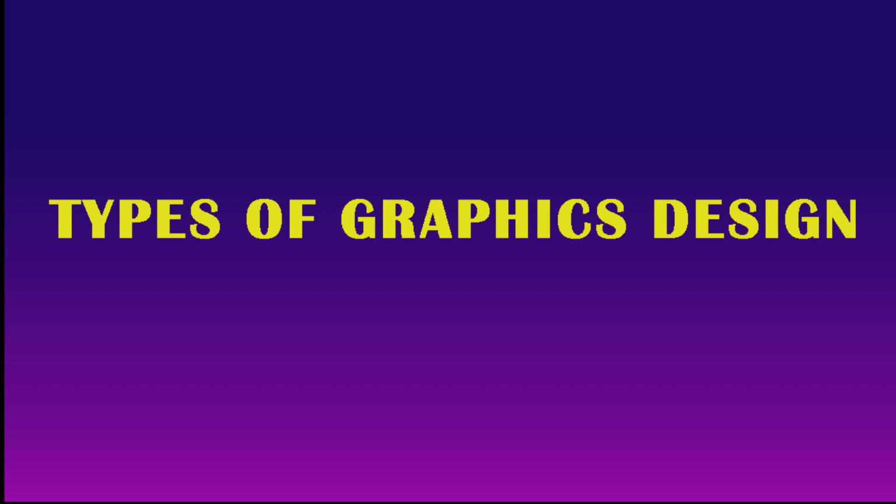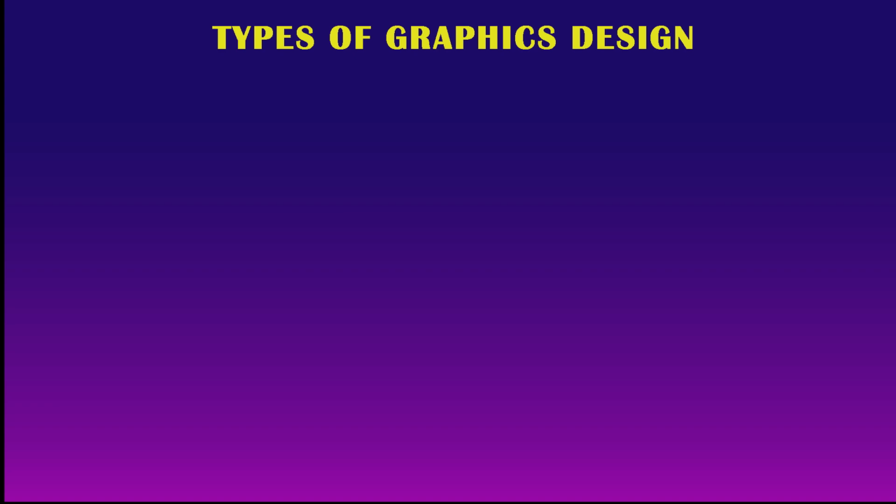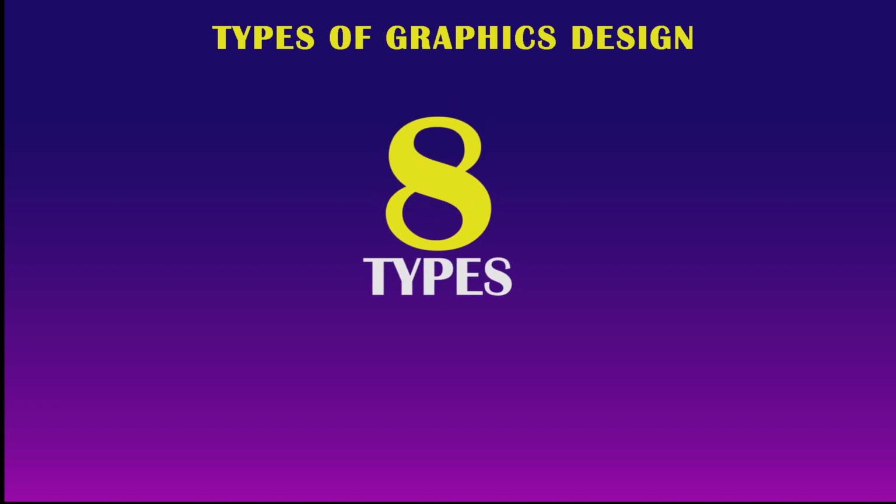Part 2: Types of graphic design. There are 8 major types of graphic design you need to know. As an aspiring graphic designer, knowing them will help you decide which ones you want to specialize in. It is also helpful for those seeking graphic design services, as it shows them the right skills for the job.